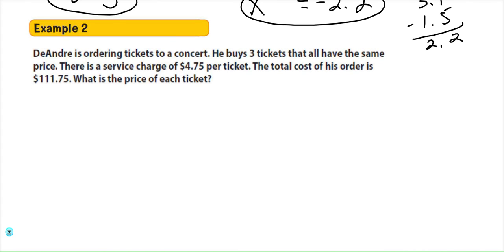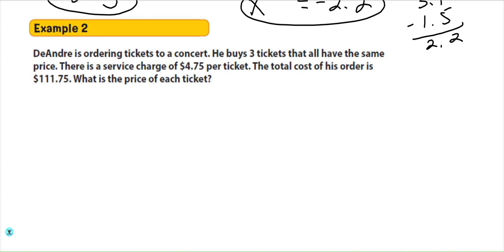All right, let's take a look at example 2. It says, DeAndre is ordering tickets to a concert. He buys 3 tickets that all have the same price. There is a service charge of $4.75 per ticket. The total cost of his order is $111.75. What is the price of each ticket?